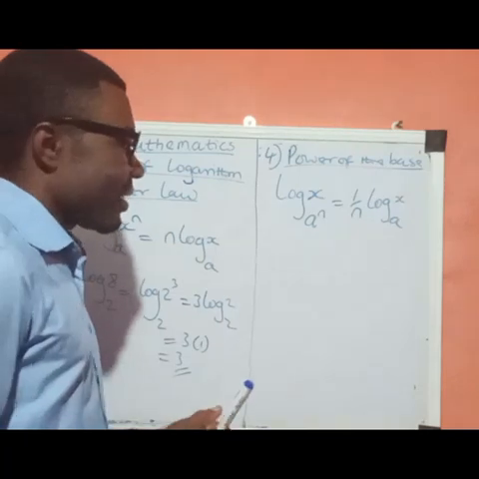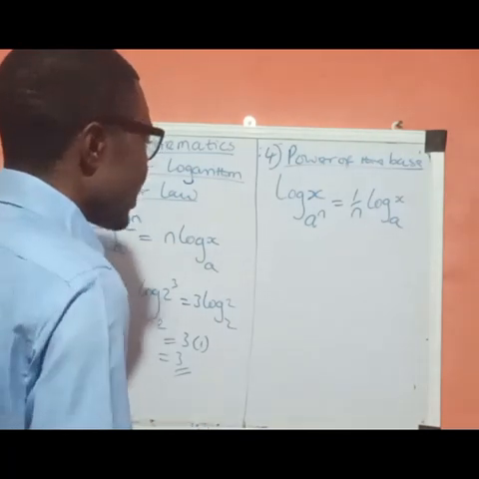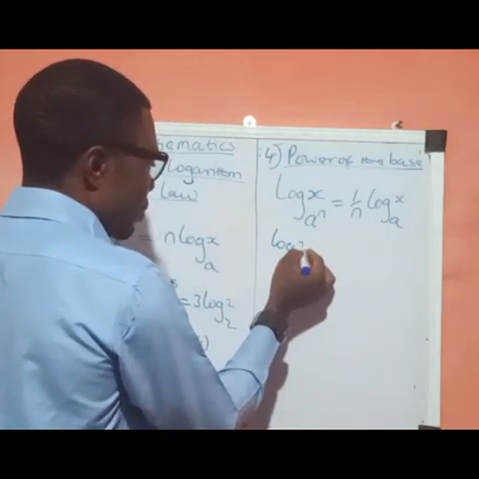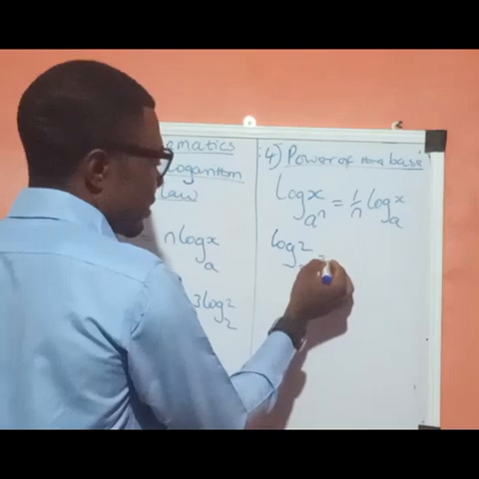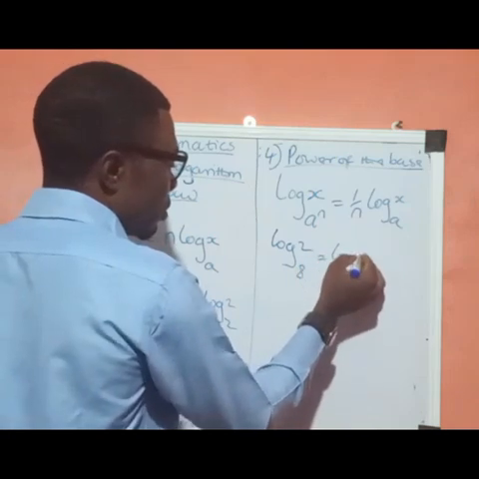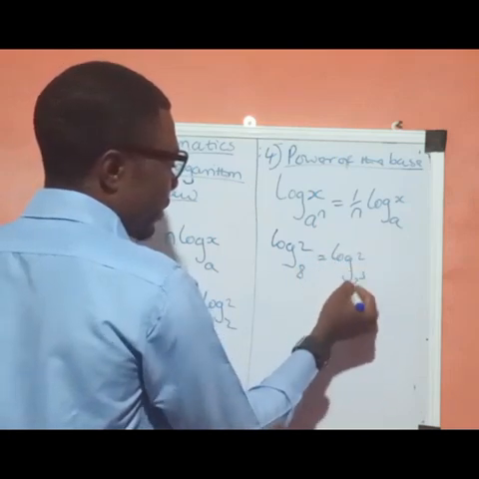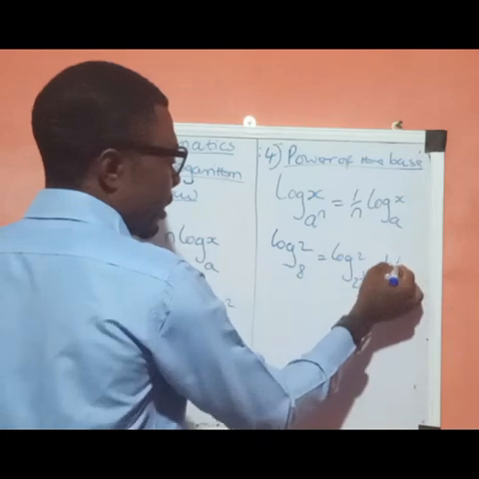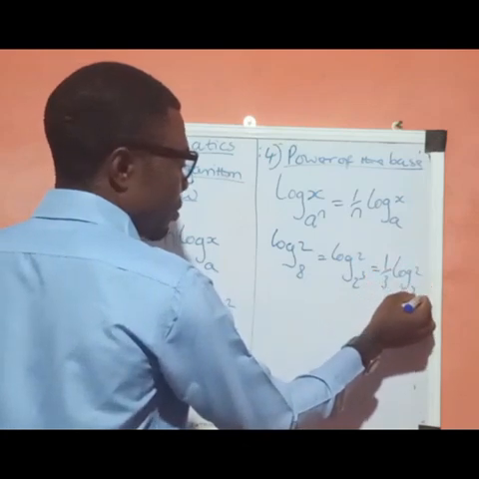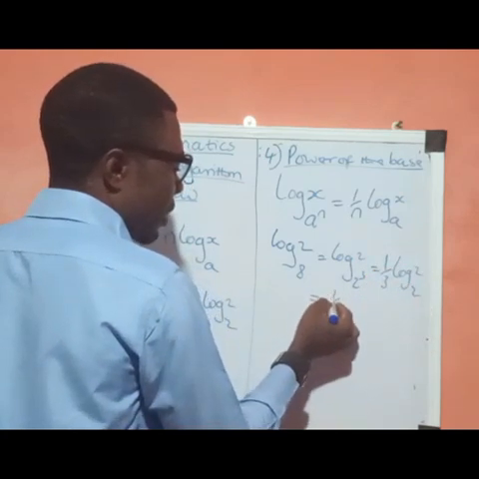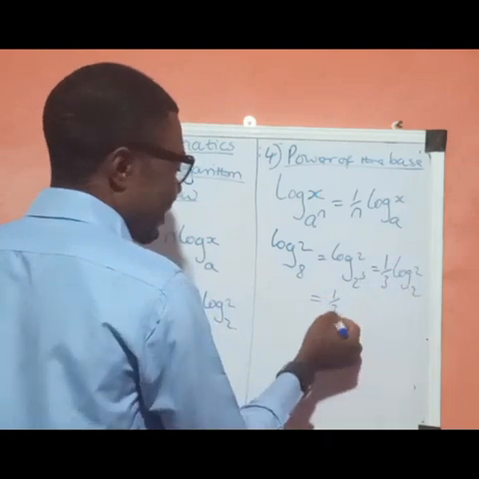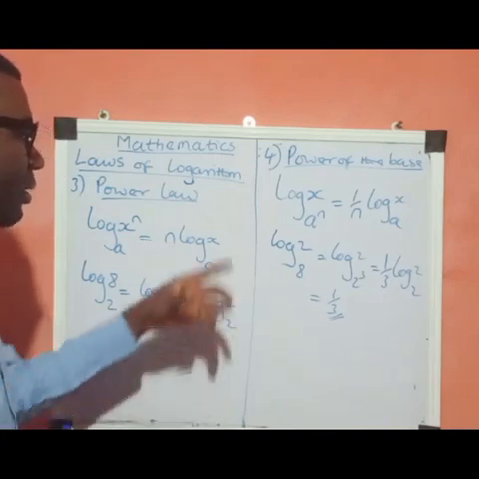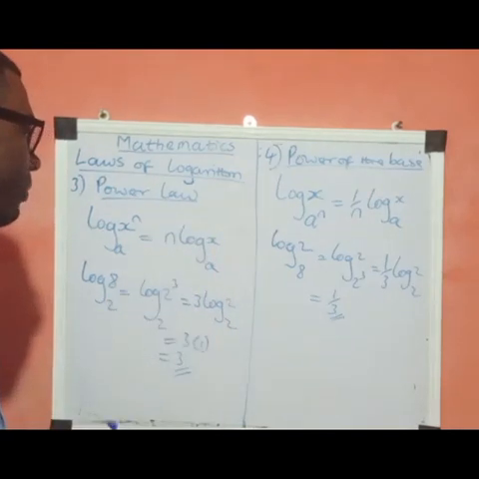As simple as that. Okay? So if you have log 2 base 8, it is the same as log 2 base 2 raised to power 3. You see that it is the base that is carrying the power. And that becomes 1 over 3 log 2 base 2. And that is going to give us 1 over 3 because log 2 base 2 is 1. Okay, that is power of the base, the number 4 law.